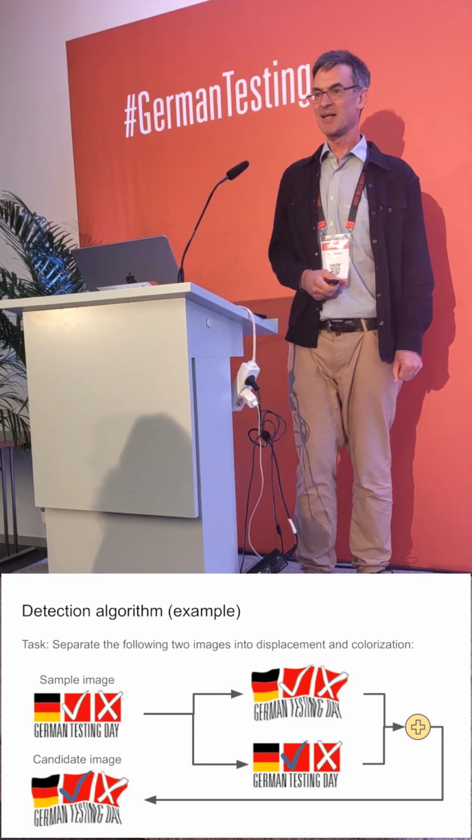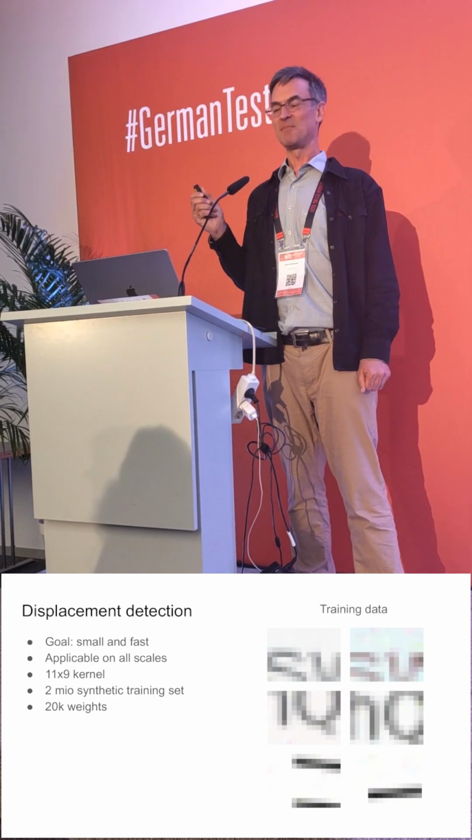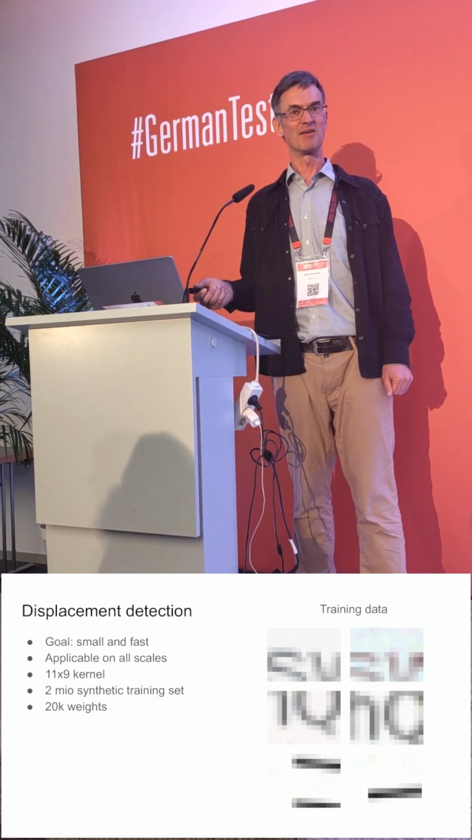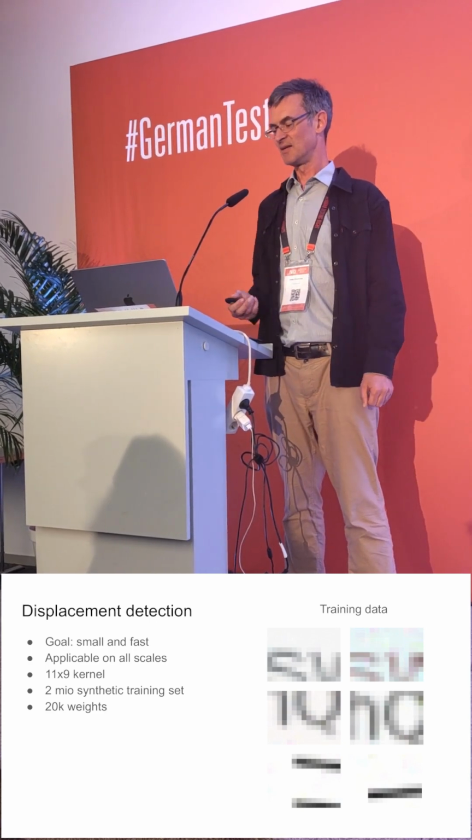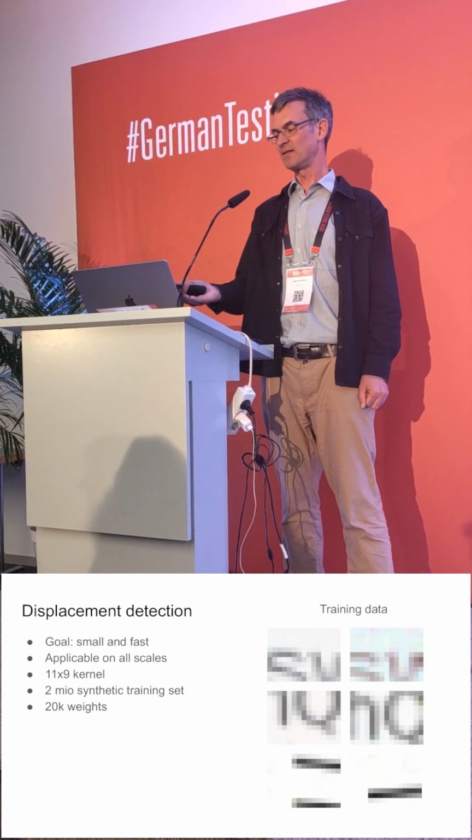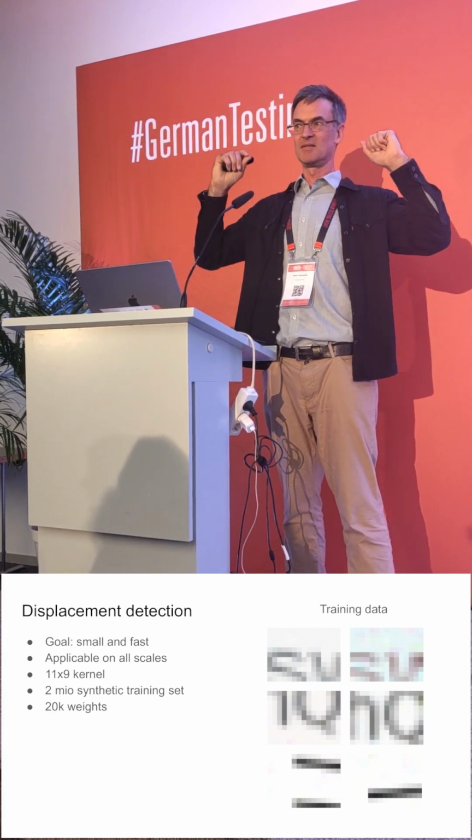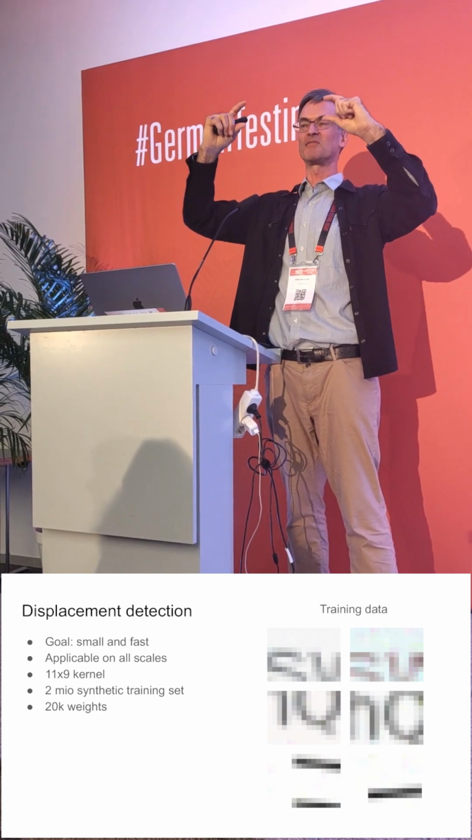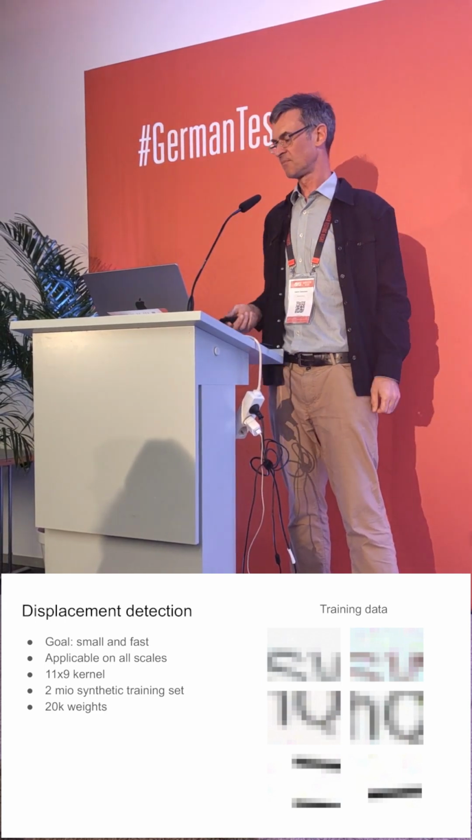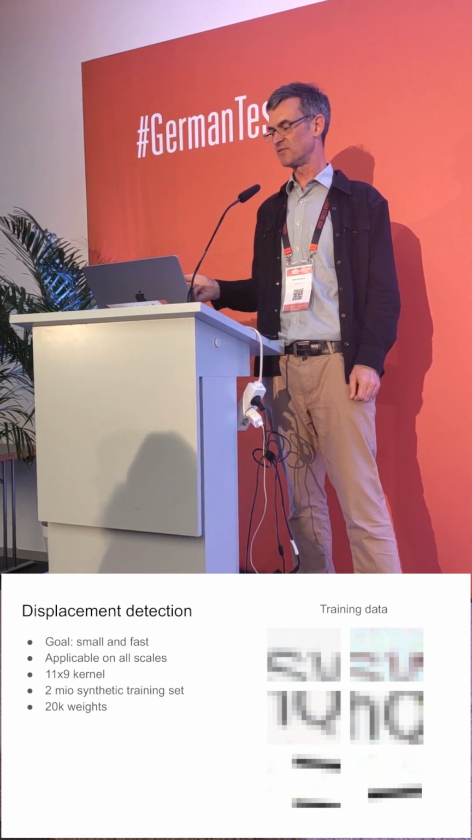Displacements, we have just collected tens of thousands of images and put them into a machine learning kernel. So we just trained it. It took about 20,000 weights on this kernel. The kernel is a bit wider than it is high because vertical shifts occur less frequently than horizontal ones. That's the training data here, a few examples here, how this was shifted.